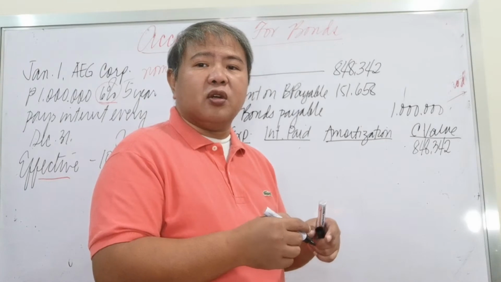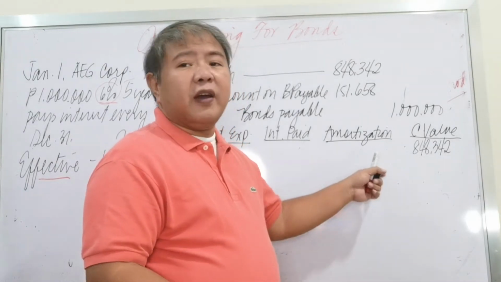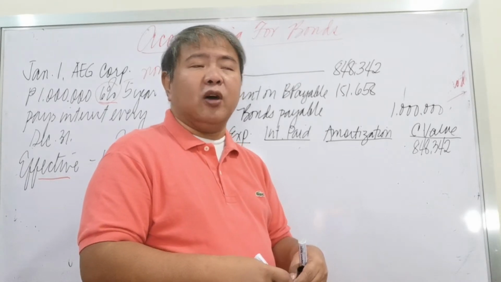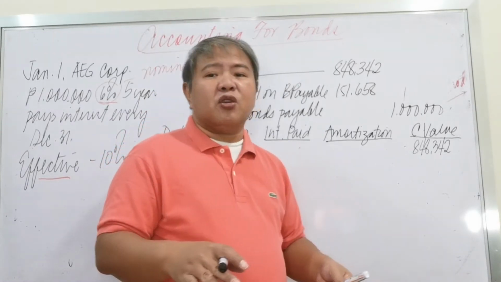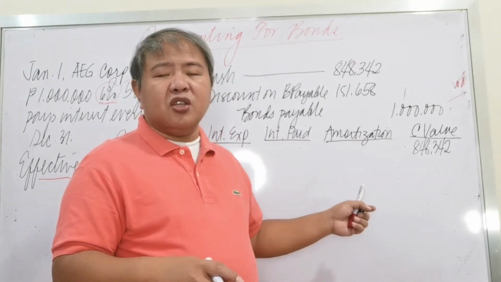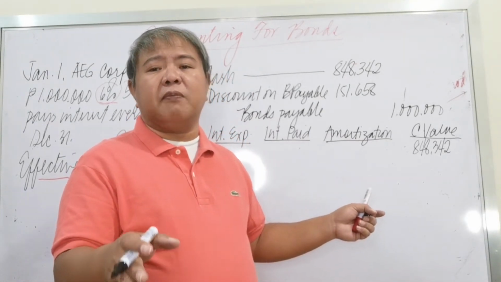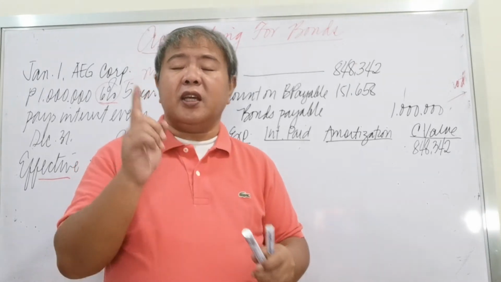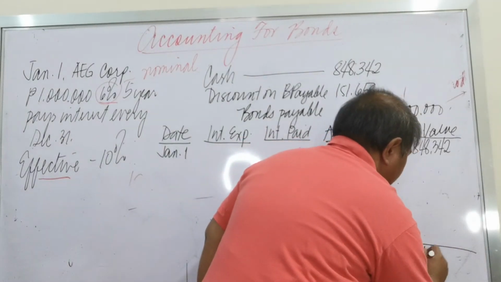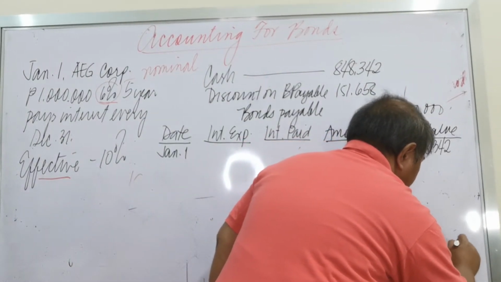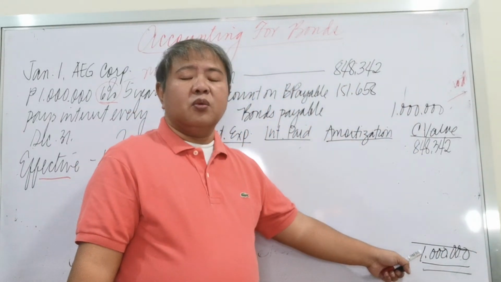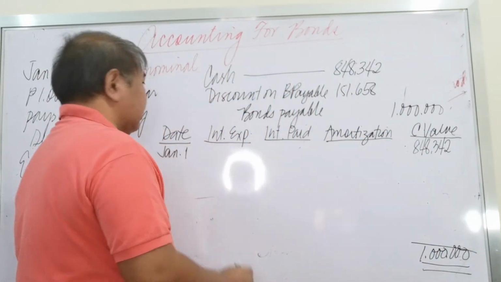Now, just like the concept I relayed to you when we were discussing notes payable, the objective of the amortization is to bring the carrying value of the obligation to its what? To the principal amount. Because remember, at the maturity of the obligation, what the issuer promised to pay the bondholder is the principal amount. So therefore, at the end of the 5th year, this should be equal to 1 million pesos. So let's do this.